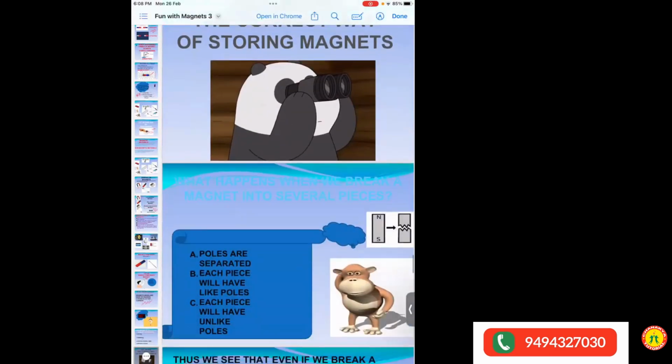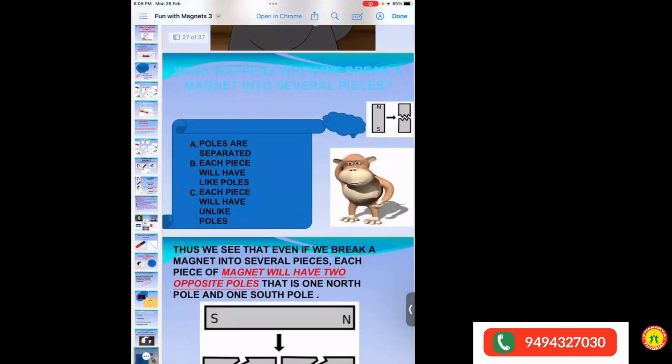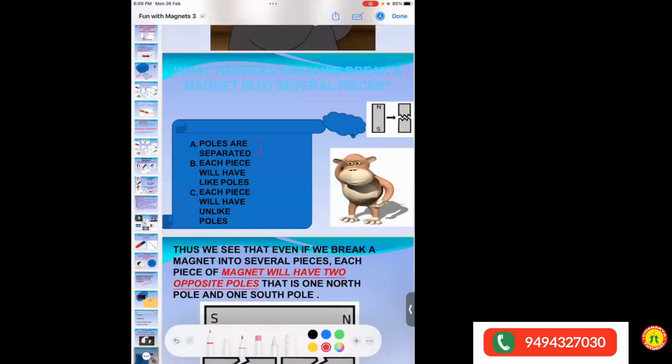Now, what happens when we break a magnet into several pieces? As I have told you before, when we break that magnet into several pieces, the poles get separated, right? Both the north pole and the south pole will get separated. Earlier I had this piece. Here it was the north pole and here the south pole. Then I broke it into 2 pieces.